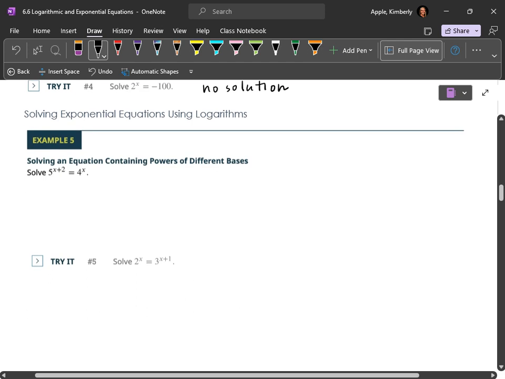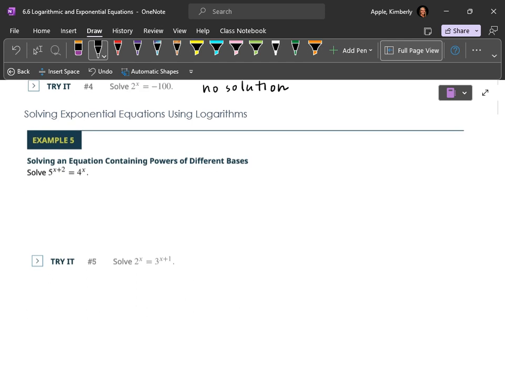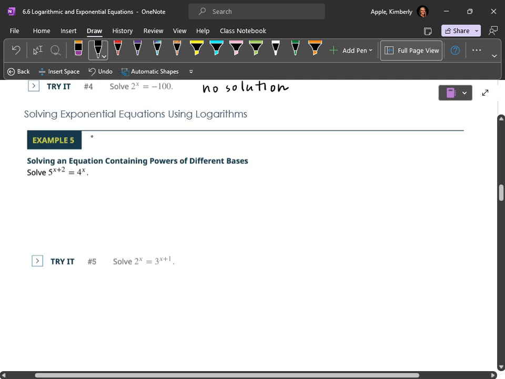Next section, we have solving exponential equations using logarithms. And so in this case, we're going to use some of the properties of logarithms and exponentials that we've seen previously in order to solve different problems. And so these have different bases. There's no hope of ever making these into the same base in any reasonable manner. And so what we're going to do here is we are going to take the ln, or the natural log, of both sides.